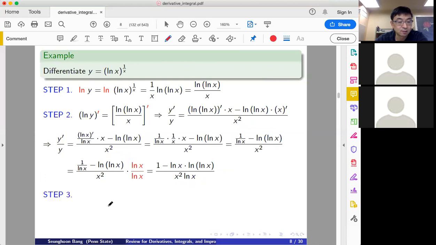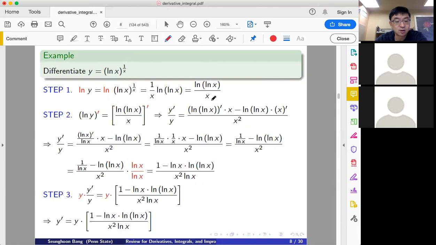The next step, step 3. What is step 3? You can solve this equation for y prime. What does it mean? You can multiply both sides by y. So what happens? y is crossed out. This y is exactly the same as this one, and you have to plug this one into here. So we have this result: ln of x to the 1 over x, times 1 minus ln of x times ln of x, over x squared times ln of x. This is the idea.